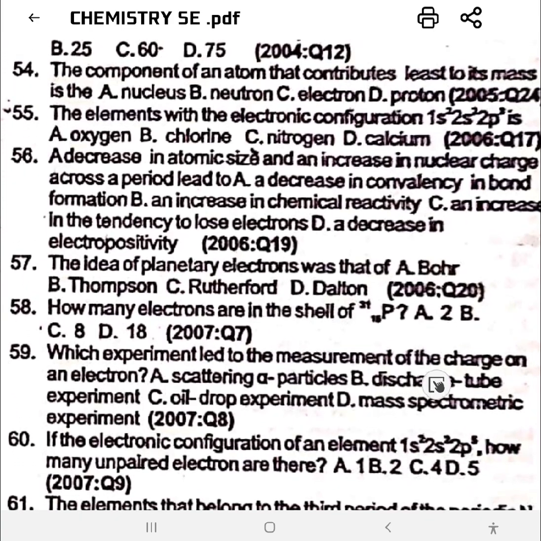59. Which experiment led to the measurement of charge on an electron? 59 is option C, oil drop experiment. Write this point down. The discharge tube experiment led to the discovery of the proton and electron. The mass spectrometer led to the determination of isotopic mass. Next, the scattering particles experiment led to the discovery of the nuclear core, and this was done by Rutherford.